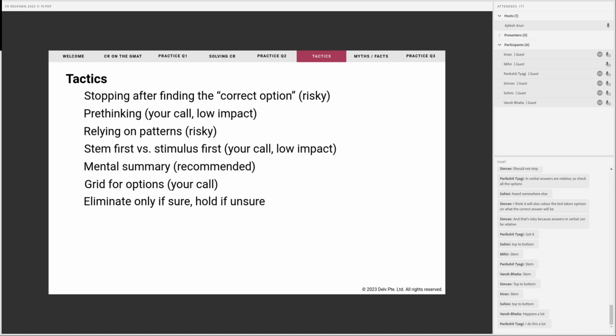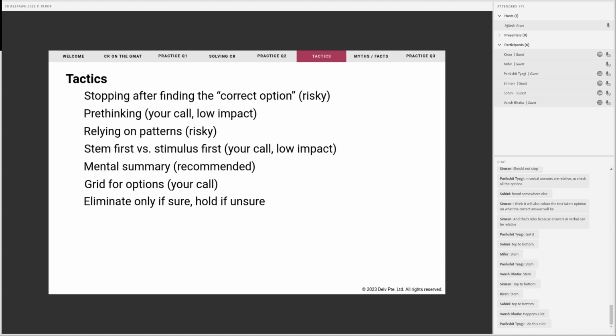And the last point is eliminate only if you're sure that an option is wrong. Sometimes what I find is a student looks at an option, can't understand it, is not sure about it, and then eliminates it. That's not what elimination means. Elimination means you remove an option that you are dead sure is wrong. Elimination doesn't mean that you remove it just because you don't know what it's saying.